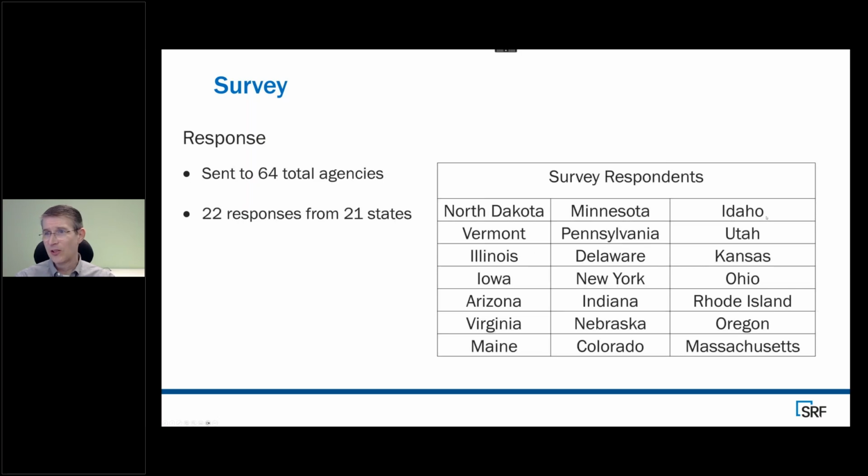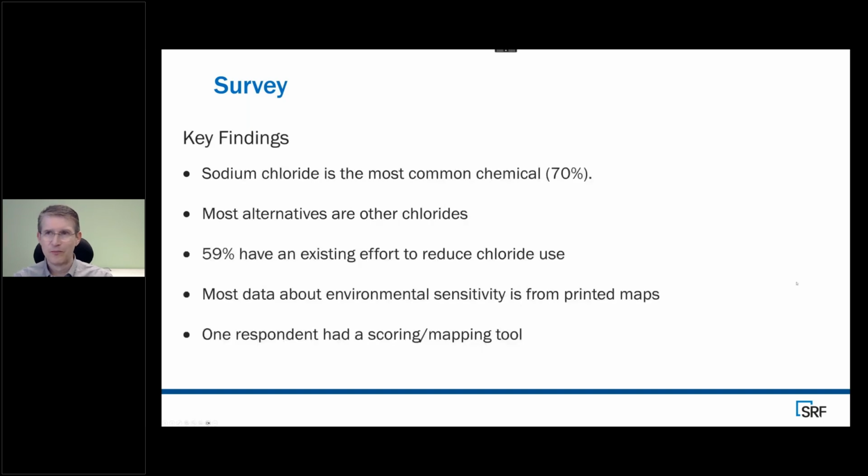We sent it to 64 agencies. We got 22 usable responses from 21 different states. You can see the list there. It's, to borrow a phrase from Casablanca, sort of the usual suspects. And we found some interesting things. Number one is sodium chloride was by far and away the most common chemical used for de-icing. And then most of the alternatives are things like calcium chloride and magnesium chloride, I think it was. They're also chlorides. And as a result, we really focused this project on chloride impacts.